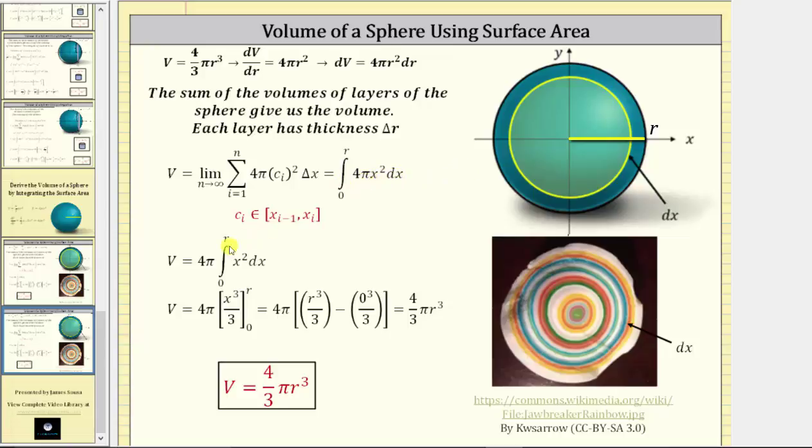The next step, we factor out 4 pi and then integrate with respect to x, which gives us x cubed divided by 3. And now we find big F of r minus big F of 0. If we substitute r for x, we get r cubed divided by 3. If we substitute 0 for x, we get 0 cubed divided by 3. Of course, this is equal to 0, giving us 4 pi times r cubed divided by 3, which equals 4/3 pi r cubed, which is the volume of a sphere.